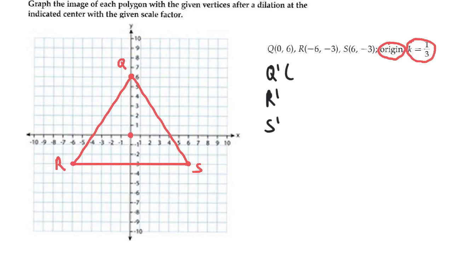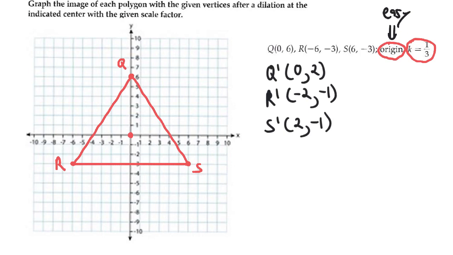How do we do that? Simple. As long as you are origin-centered, this is easy. You multiply 0, 6 by the scale factor 1/3. So 0 times 1/3 is 0. 6 times 1/3 is 2. -6 times 1/3 is -2. -3 times 1/3 is -1. And 6 times 1/3 is 2. -3 times 1/3 is -1.